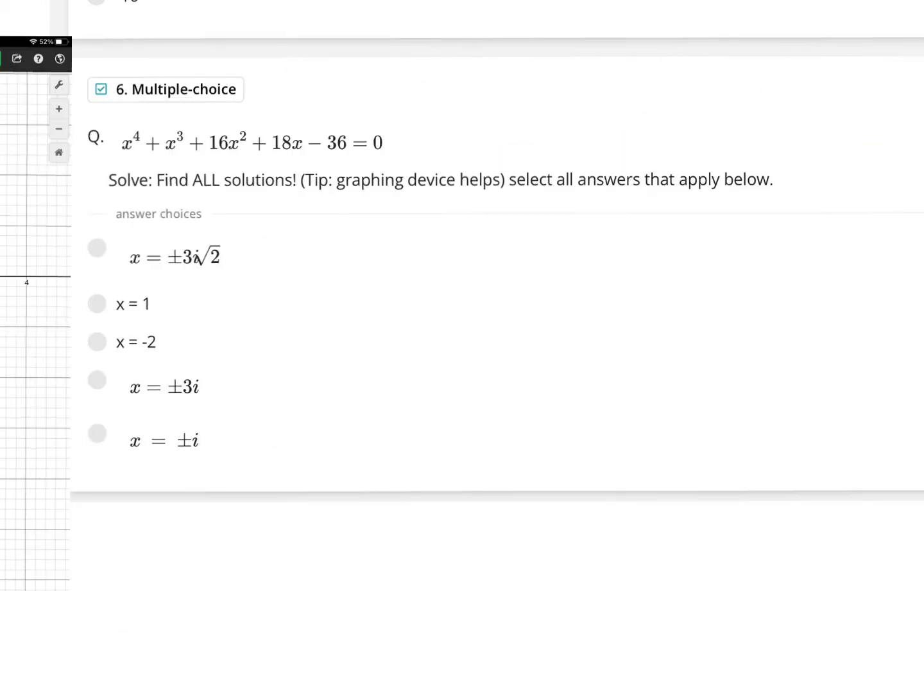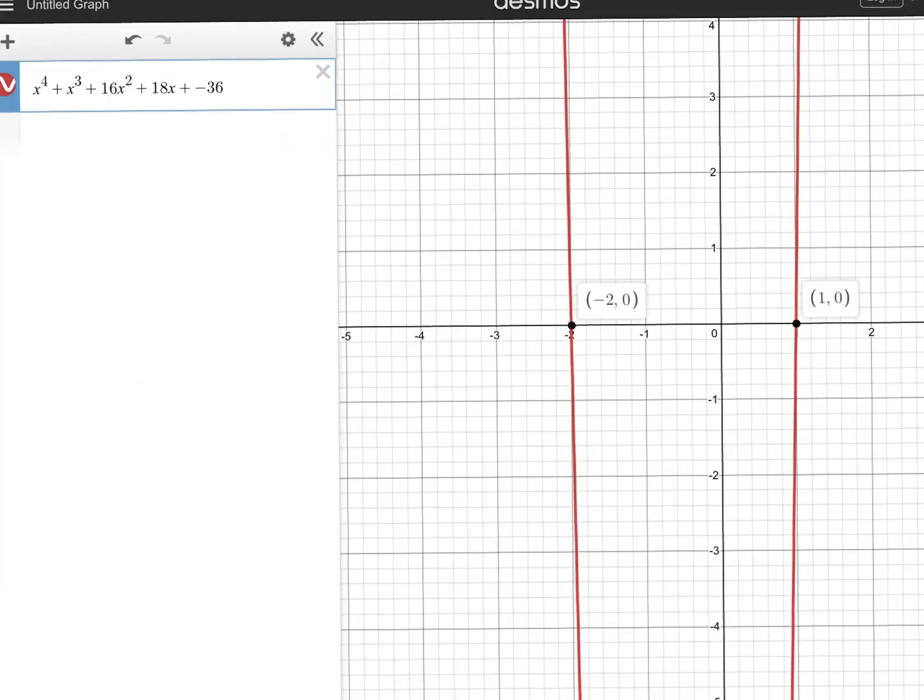Number 6, we have a 4th degree equation. They want us to find all solutions. We got to select all the ones that are true, okay? And it says a graphing device helps. So let's do that. Let's go to Desmos and type this in. This will take a while, and you have to type in carefully. If you put a minus instead of a plus, you're going to get the wrong answers, right? So type it in carefully. You'll see that your answers are x equals -2 and x equals +1. Those are your two answers.